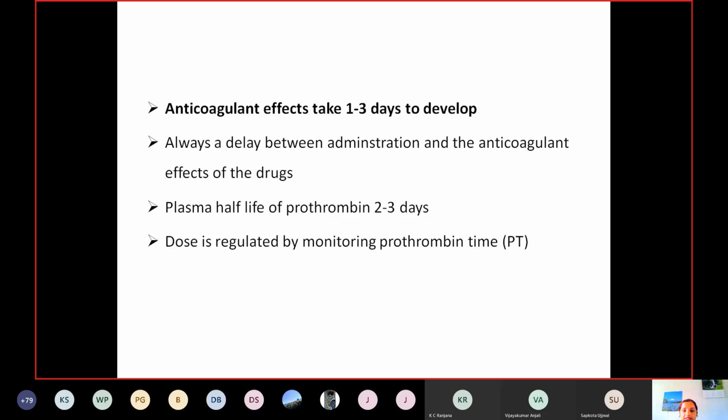And why is APTT used? It is used for the intrinsic pathway as well as the common pathway, to check whether there is any abnormality or interference in this pathway. So APTT is done in the case of heparin, but prothrombin time is done in the case of warfarin, to know any defect in the extrinsic pathway or not.